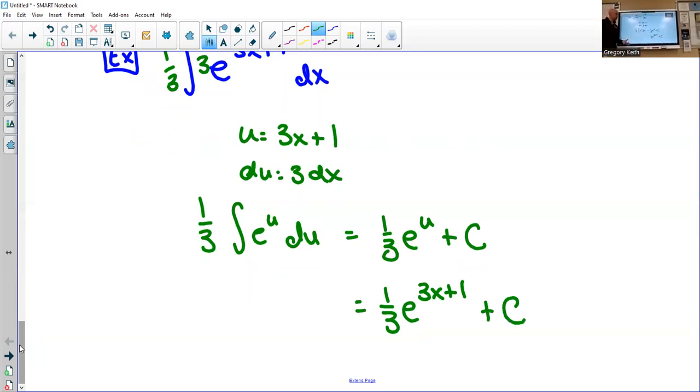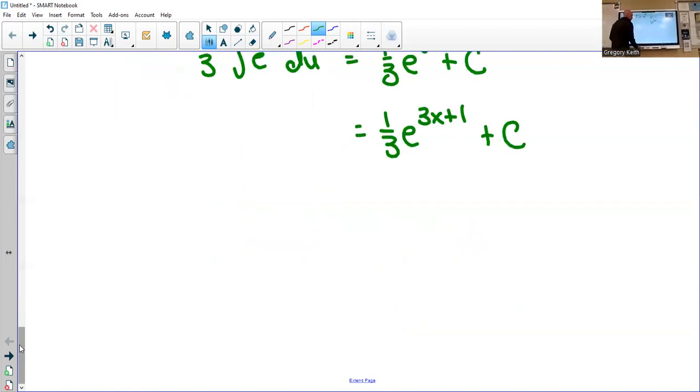Okay, so pretty straightforward, and you can always go back and check it real quick. If we take the derivative of this, we know the derivative is going to be e to the 3x plus 1 times the derivative of 3x plus 1, which is 3, cancels out the 1/3, gives us what we started with in the beginning. All right. Let's take a look at a couple more.